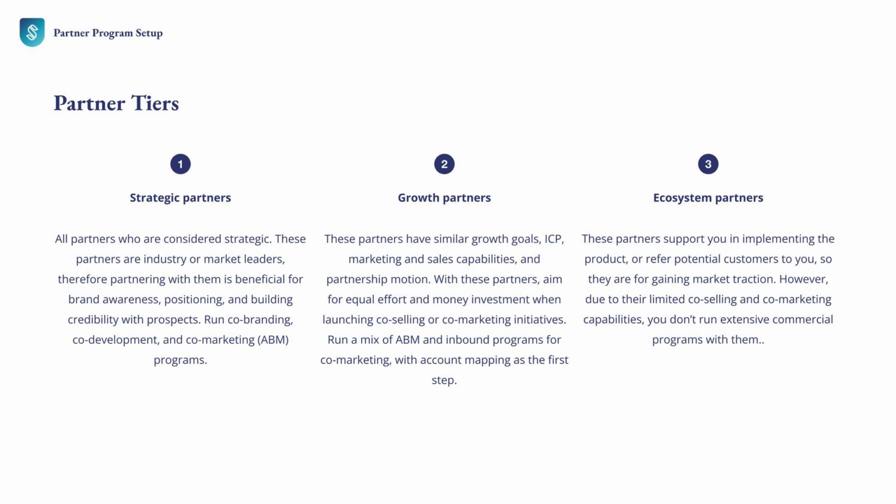Tier 2 or growth partners have similar goals, ICP, marketing and sales capabilities, and partnership motions with your company. With these partners, you should aim for equal effort and money investment when launching co-selling or co-marketing activities. You can run ABM programs with account mapping as the first step, and you can co-develop integrations. Finally, ecosystem partners support you in implementing the product or refer potential customers to you. They are useful for gaining market traction. However, due to their limited co-selling or co-marketing capabilities, you don't run extensive commercial programs with them.